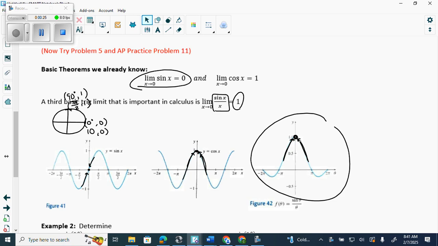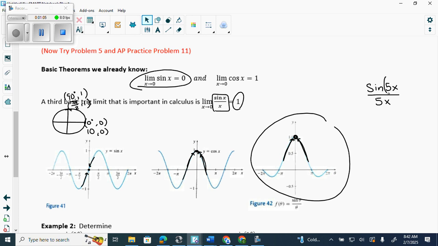Now put into your calculator, what if I do sine 5x over 5x? Put this one in. So type that into your y equals. It's very similar, doesn't it? We still have a non-permissible value at 0. We agree?